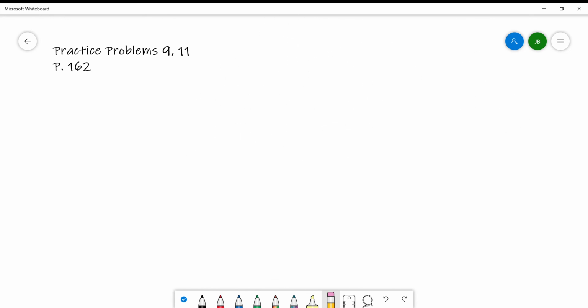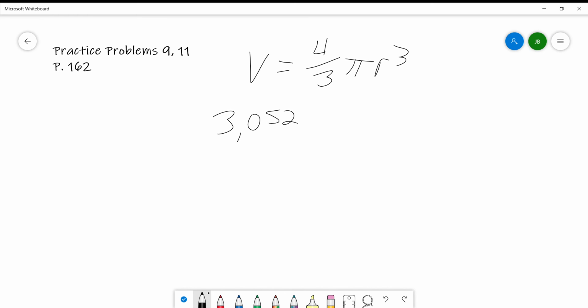Number 11 says the volume of a sphere is that many. What's the radius of the sphere? Okay, we're working backwards. So volume equals 4/3 pi r cubed. They give us the volume and they want us to find the radius. So the volume is 3,052.08 equals 4/3 times pi times r cubed.